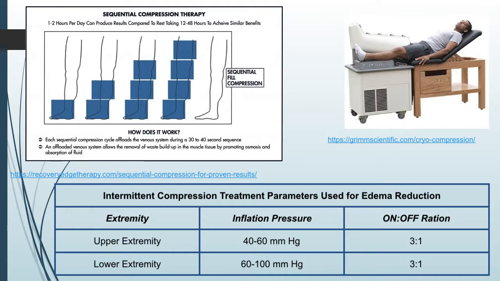The first image is a visual representation of sequential compression, where chambers are inflated distal to proximal. The image on the right is a common circumferential compression device that elevates the limb for efficient edema reduction. And at the bottom of the slide, there is a table explaining how the lower extremity uses a higher pressure range than the upper extremity, and the on and off ratio is 3:1 for both extremities.